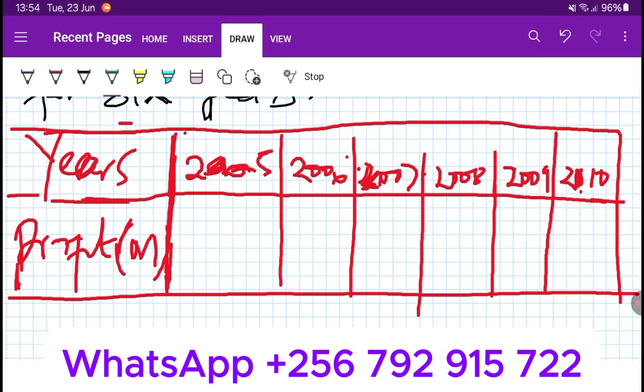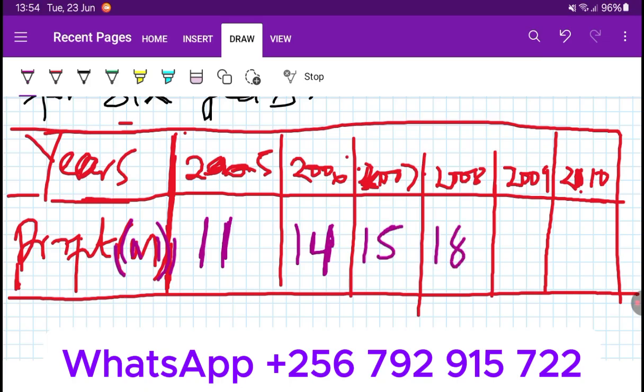In 2005, we have 11 million. 2006, we have 14 million. We are writing only 14 because these figures are in millions. That's why we are seeing M in the bracket here to represent millions. In 2007, we have 15 million. In 2008, we have 18 million. 2009, we have 30 million. And then lastly, in 2010, we had 40 millions.